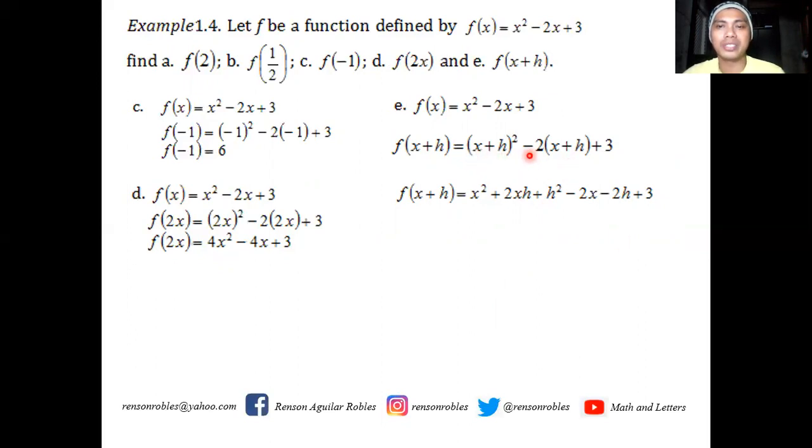And then you distribute -2 to each term here. So you have -2x minus 2h plus 3. And I think we can no longer combine anything here. So the final answer would be x squared plus 2xh plus h squared minus 2x minus 2h plus 3. Okay? How to find the domain and the range?